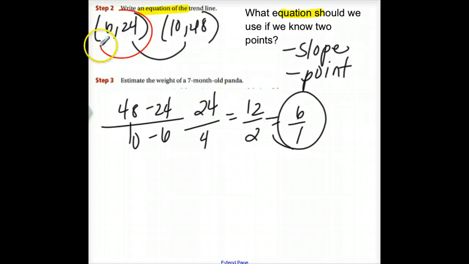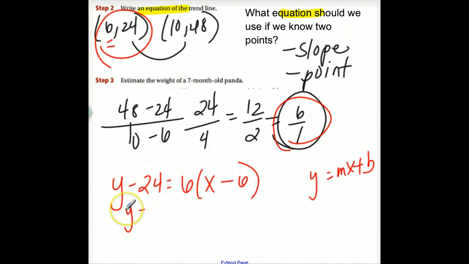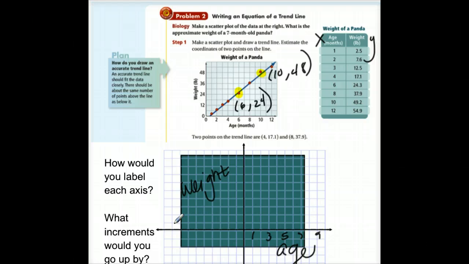Now, using one of the points, it doesn't matter which one, y minus 24 equals the slope times x minus my x value. And then I always want my equation of a line to finally be in y equals mx plus b form. So I need to simplify. Y, add the 24 over, 6x minus 12. Here is the equation of my trend line.